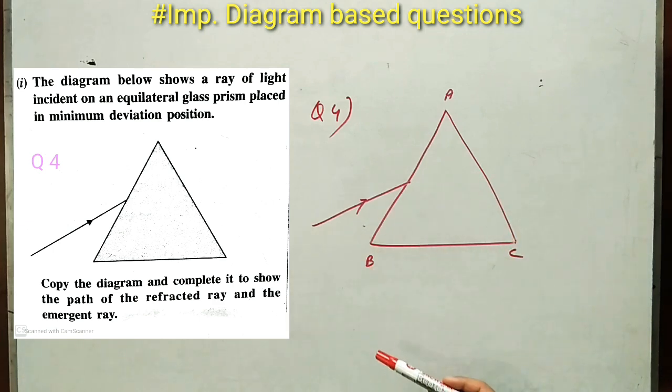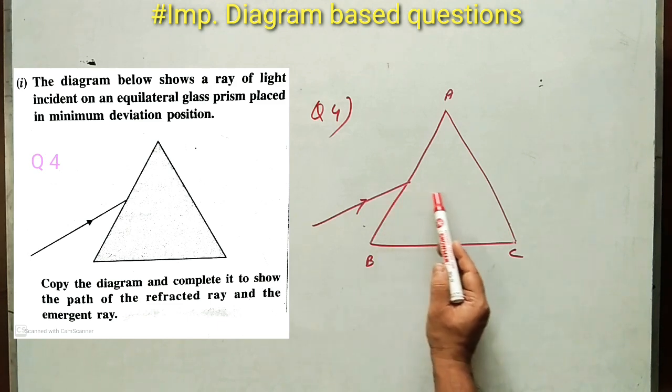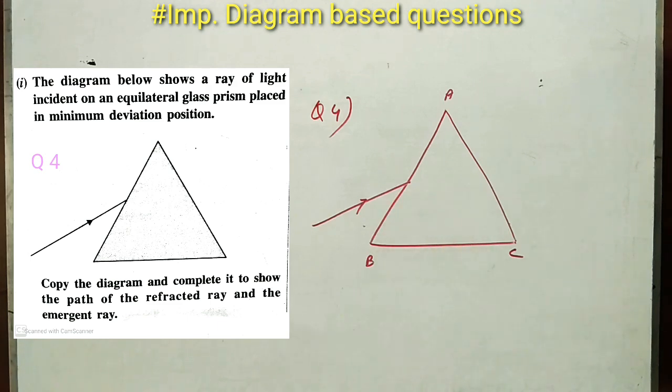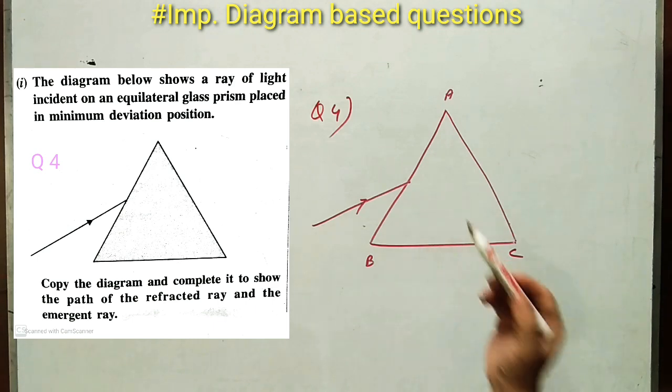First question: copy the diagram and complete it to show the path of the refracted ray and the emergent ray. You have to show the path of the refracted ray and the emergent ray, the first part. And the second part: how are the angle of incidence and angle of emergence related to each other in this position? So let us solve the first part. We have to complete the refracted ray and the emergent ray.